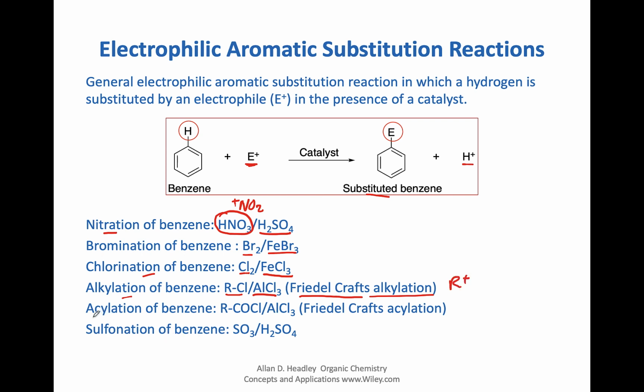Here is another type, the acylation of benzene, where the acyl group here is the carbonyl. This is known as the Friedel-Crafts acylation of benzene. And lastly, we looked at the sulfonation of benzene, where this here is the electrophile and this is the catalyst.